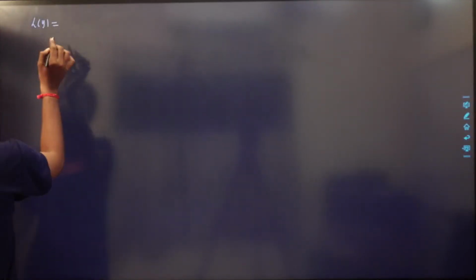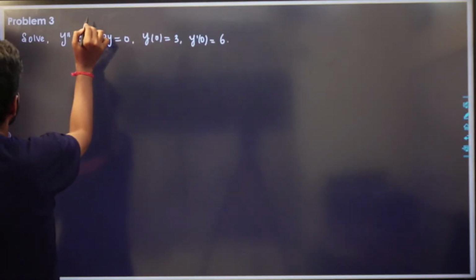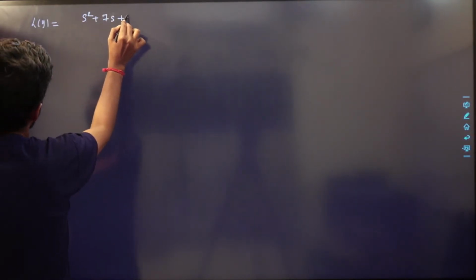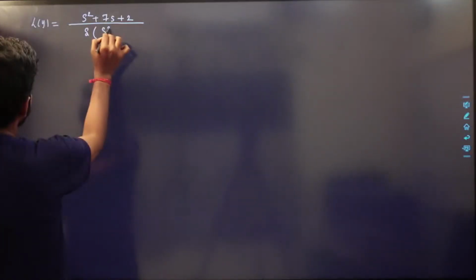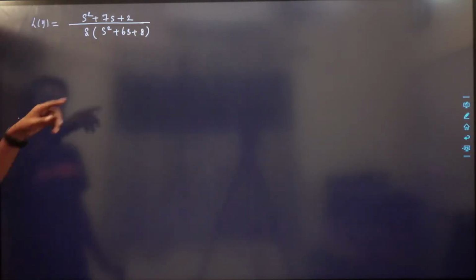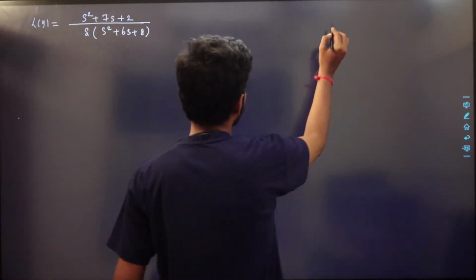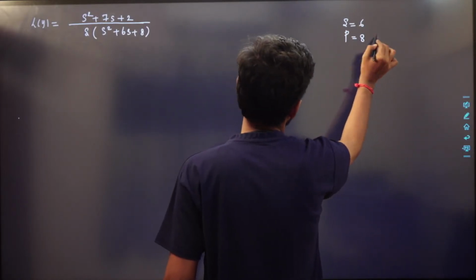So we will have L of y is equal to (s square plus 7s plus 2) divided by s into (s square plus 6s plus 8), right? Okay. Now, I think we can factorize this, right? Sum is 6, product is 8.